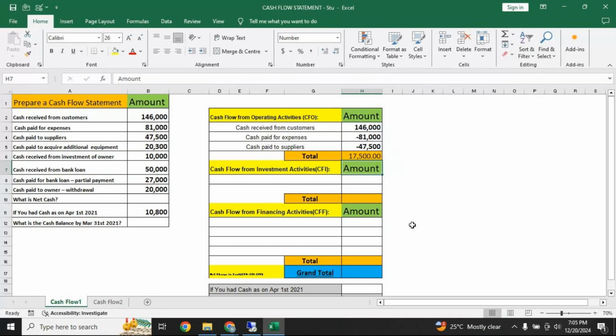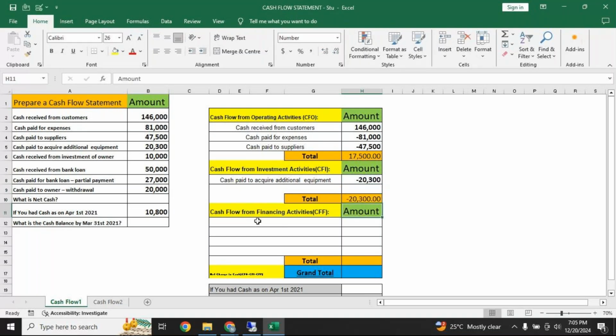So cash flow from investing activities. That will be cash paid to acquire additional equipment. I'll select this and paste it here. Here, cash paid, money is going out, so minus 20,300. So I'll take this value as it is.